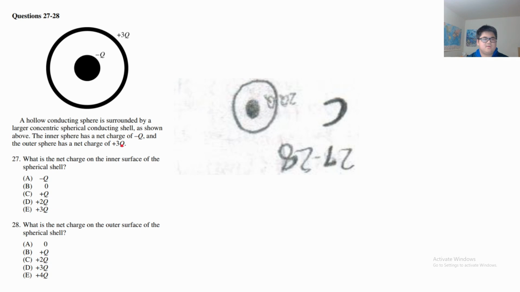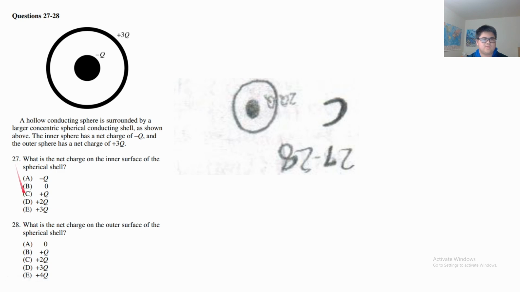Since the outer sphere has a net charge of plus 3Q, that means the charge in the inner surface and the charge in the outer surface have to add up to plus 3Q. And the answer to this question is pretty self-explanatory. I don't think I need to go into detail. Both of them are equal to C.